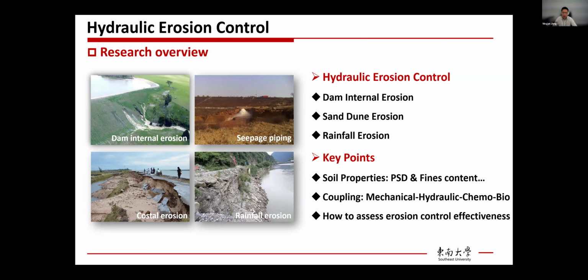For hydraulic erosion, as we all know, there are various forms, like dam internal erosion, like seepage piping in earthfill dams, coastal erosion, or rainfall-induced erosion, many different forms. In order to understand the fundamentals of hydraulic erosion, as well as find a suitable control strategy, it's important to understand that, firstly, soil properties like the particle size distribution or fines content could affect the erosion potential of the soil a lot. Secondly, hydraulically induced soil erosion is quite a complicated phenomenon. It's a mechanical, hydraulic, chemical, biological coupling process. So you have to understand all these aspects. And finally, for different mitigation methods, we need to find a suitable way to assess the erosion control effectiveness.